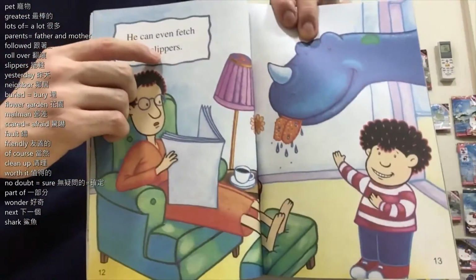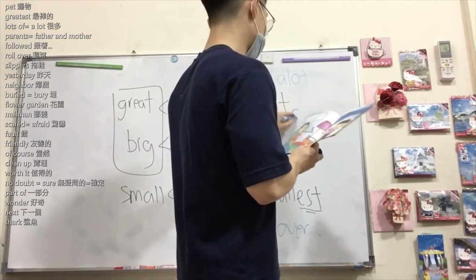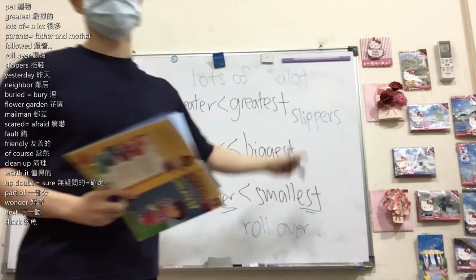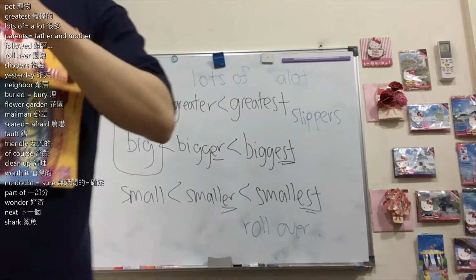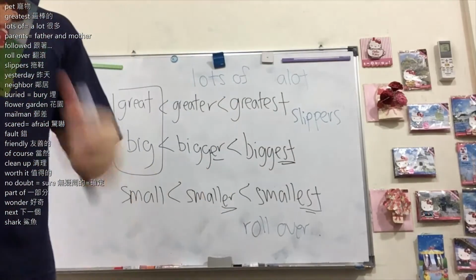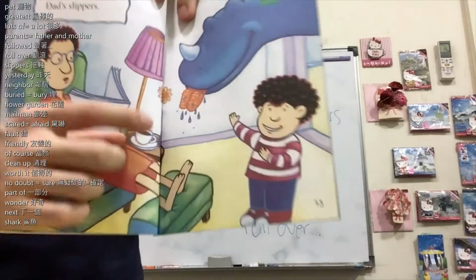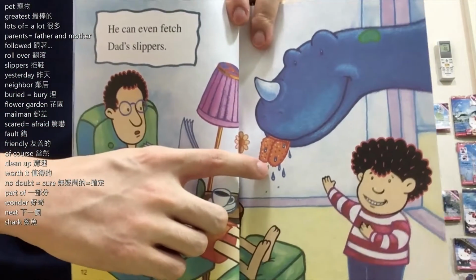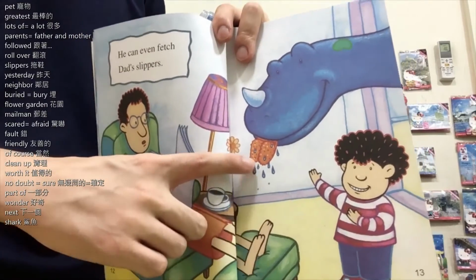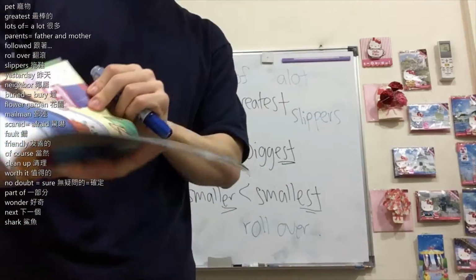So this is a new word here, slippers, right? Okay, I'll write on the board, S-L-I-P-P-E-R-S, slippers. So what is the meaning of slippers? Do you know? Alright, so slippers is, as you can see, this one, right? This is the slippers. It is Dad's shoes at home, okay? It's the shoes that you wear at home, alright?